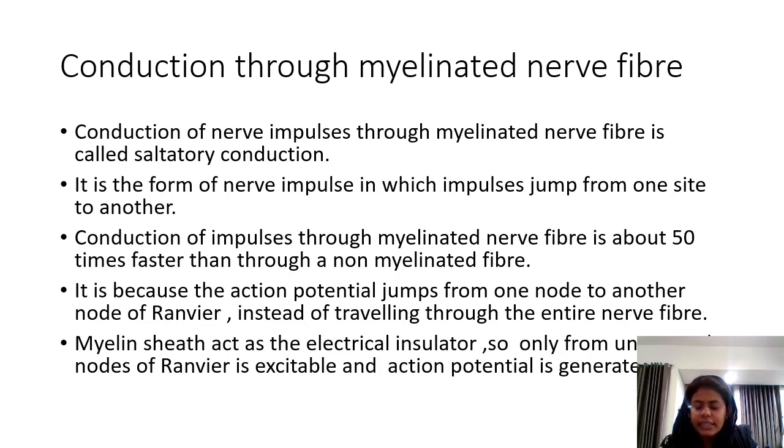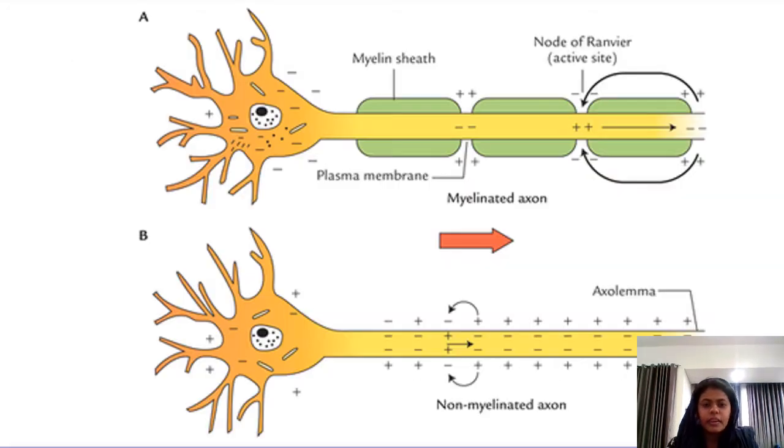Myelin sheath acts as an electrical insulator, so potential differences can be created only from the uncovered area. That is, only the node of Ranvier is excitable, and the action potential is generated only at the node of Ranvier. So from one node of Ranvier, the impulses jump to the next, and likewise, the impulse travels in such a way. So this conduction of impulses is called saltatory conduction.